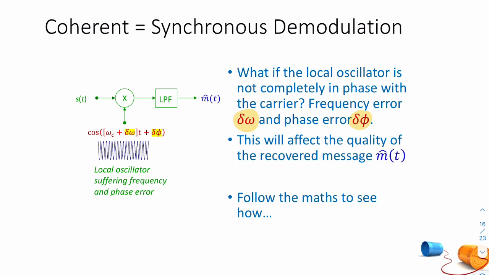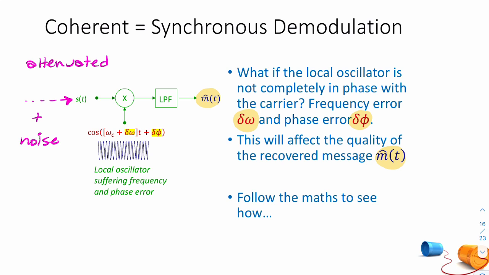Well, it will affect the quality of the recovered message. So your recovered message, M hat there, won't be the same as it would be if these didn't exist. I don't say it won't be the same as M of T, because it'll never be the same as M of T, because there'll always be some kind of attenuation in addition to noise. Because by the time the message arrives here, it will already have been attenuated. That means it's been scaled down. And there'll also have been noise added to it.